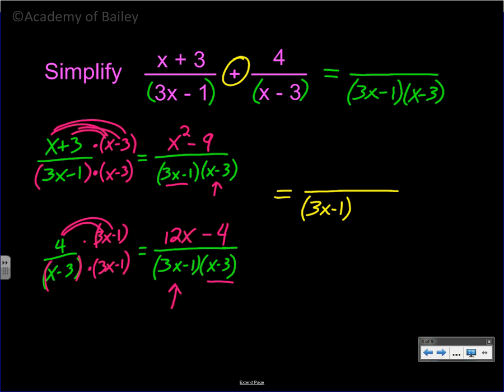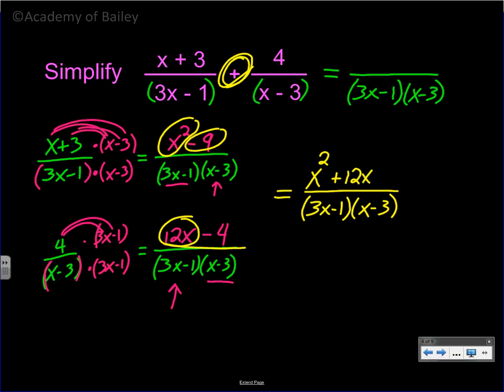Here is our common denominator. Now, what can we combine? Let's say x squared. Can't combine anything with x squared. 12x, you cannot combine anything with 12x, and it's a positive 12x. That's why I put plus. And then now we have negative 9, and remember I was adding this whole time. Negative 9 plus negative 4 makes negative 13.